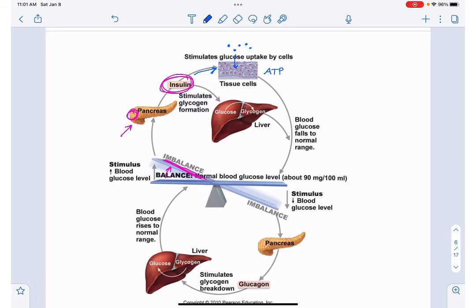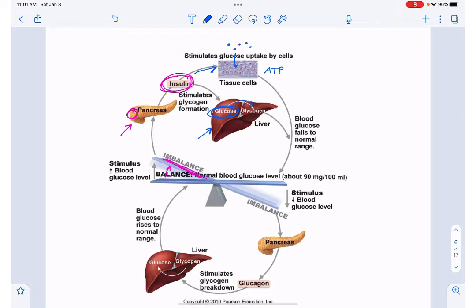Another thing insulin is going to do is act on the liver, and it's going to cause the liver to take this excess glucose and convert it to a storage form called glycogen. Glycogen is basically a branched polymer of individual glucose units.